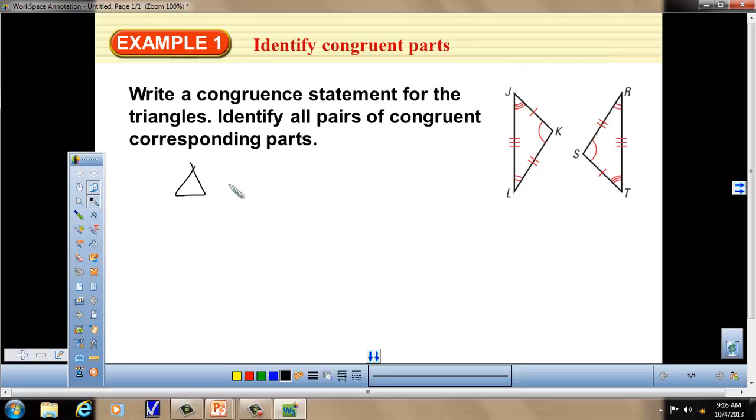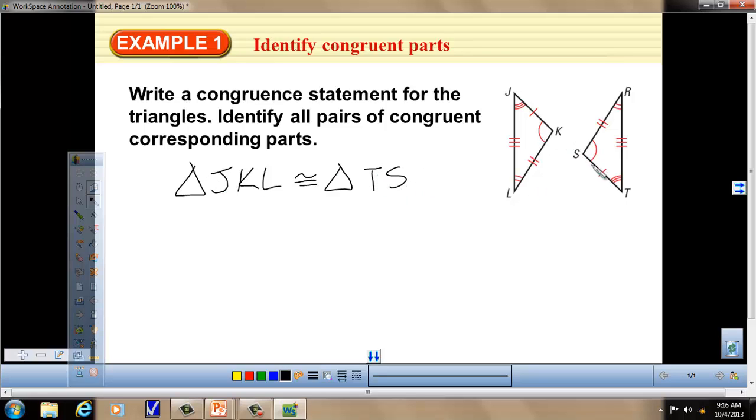So if I take triangle JKL, I'm going from 3 marks on an angle to 1 mark on an angle to 2 marks on an angle. And I have to do the same thing for the second triangle. So I look for the one with 3 marks, which is T. So I start with T because J and T correspond. Then I go up to S because K and S correspond. And then I go over to R because L and R correspond. So that's one way to write this.